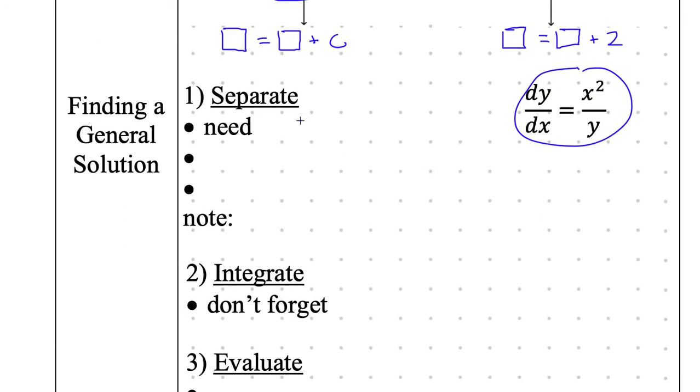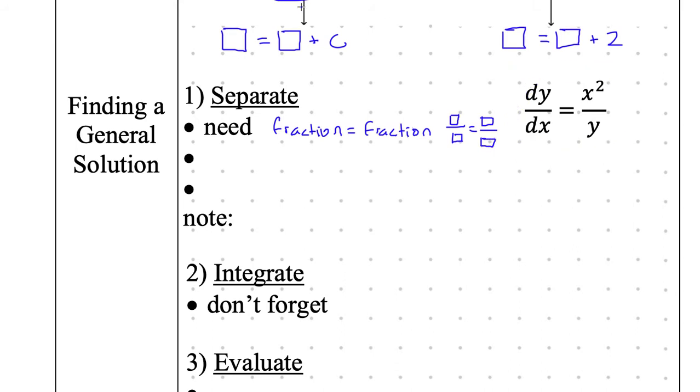But first of all, you need a fraction equal to a fraction. So I can say a fraction equal to a fraction. Or if you prefer, you can say like box over box is equal to box over box. If you do not have a fraction, make it a fraction. Like if it's dy dx equals x squared, make it x squared over 1. Okay, so we have a fraction over a fraction. The next thing that you need to do is to then cross multiply. So cross multiply.